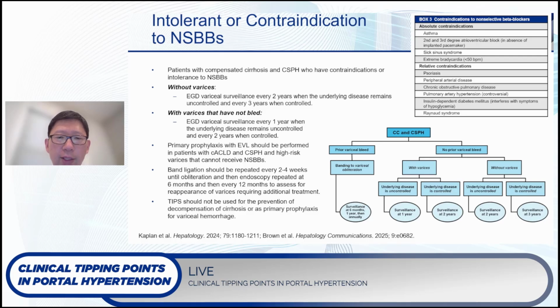But the rest are really relative contraindications where you want to make an individualized choice with your patient with consideration of benefit and risk. And these include things like psoriasis, peripheral artery disease, COPD, pulmonary artery hypertension, insulin-dependent diabetes mellitus, and Raynaud's syndrome.